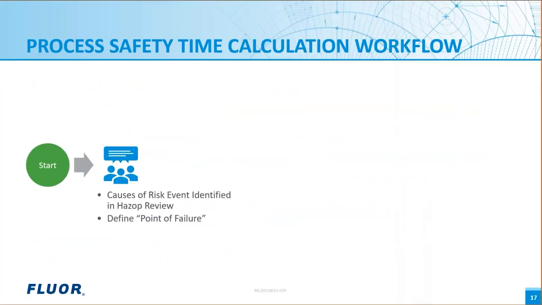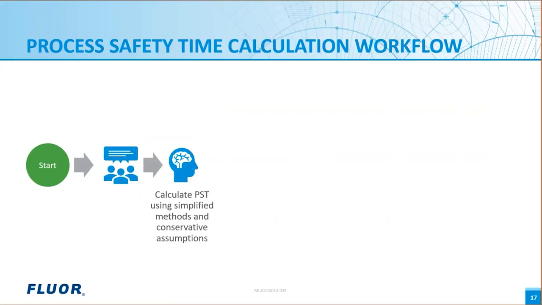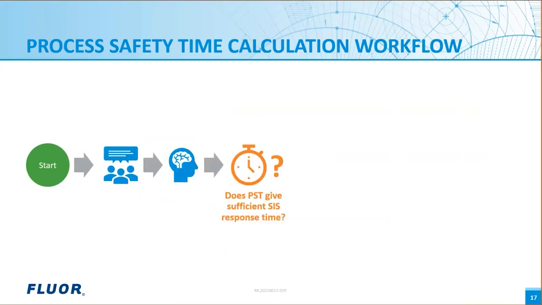but basically our calculation workflow starts off with identifying our undesirable event. So what is the initiating event, and what is the point of failure? And then based on that, we will do a first pass calculation using some simplified method and conservative assumptions to come up with an estimate of the process safety time. And what we need to do is make some kind of judgment on whether that process safety time is sensible. Is it physically possible to design a safety system that can meet that available process safety time?